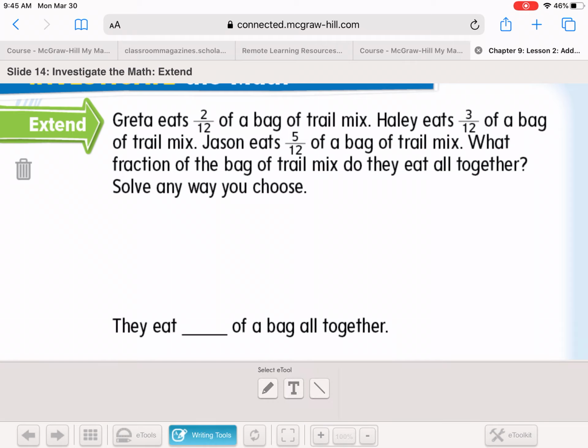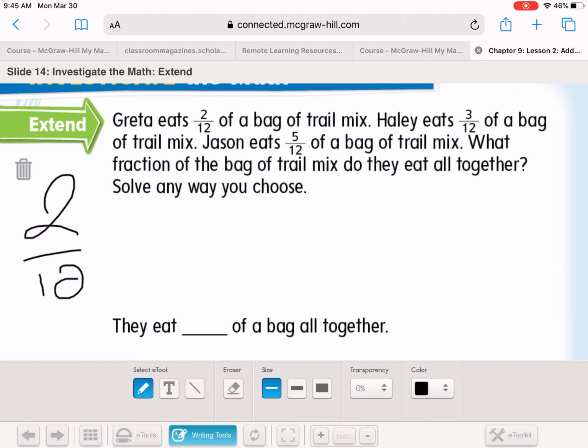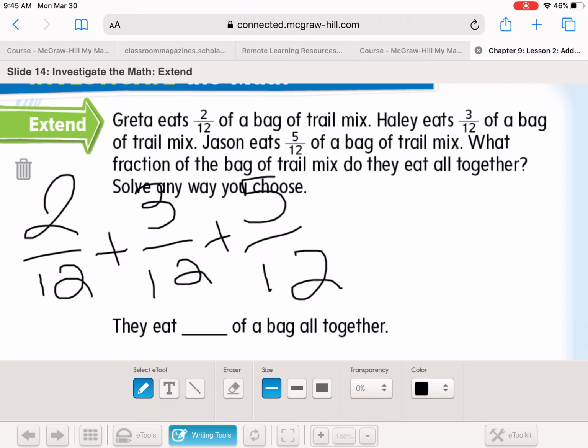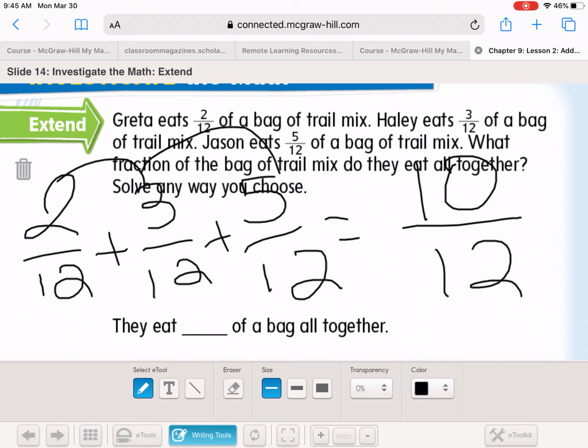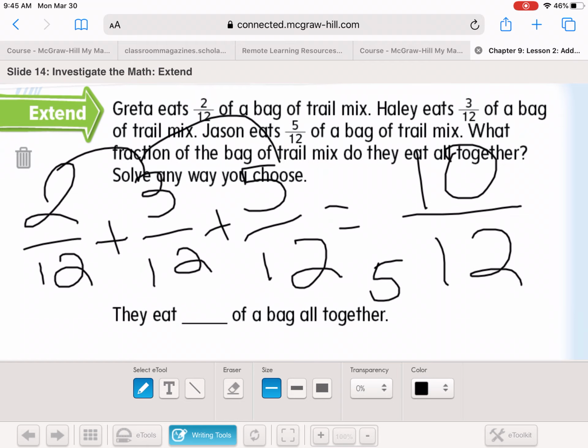Here's how I would solve it. 2/12 plus 3/12 plus 5/12. You guys, you're all going to be like, why is this so easy? 2 plus 3 is 5. 5 plus 5 is 10. So they will eat 10/12. Now, you can put that in simplest form, which would give you 5/6.